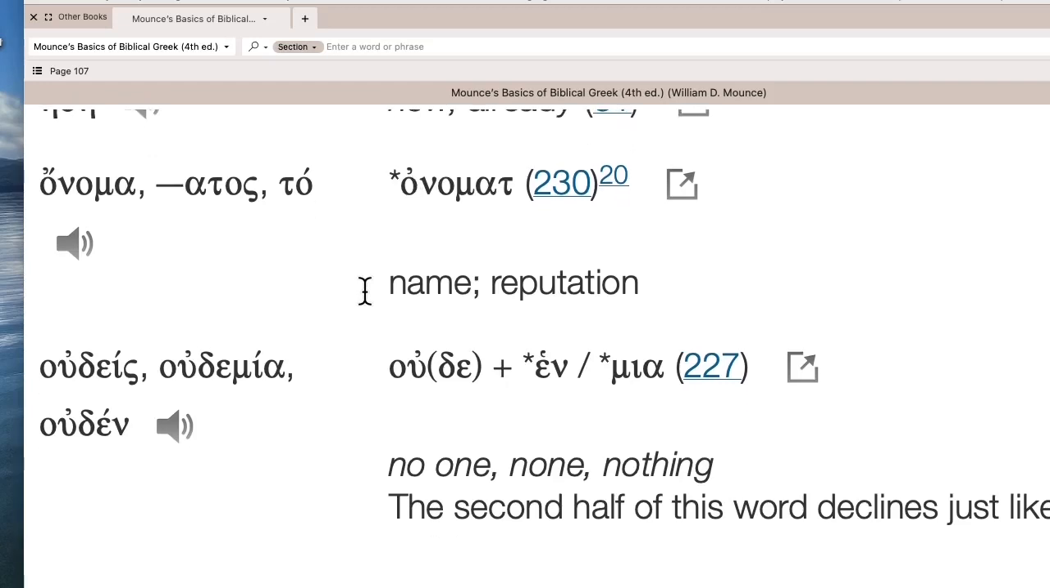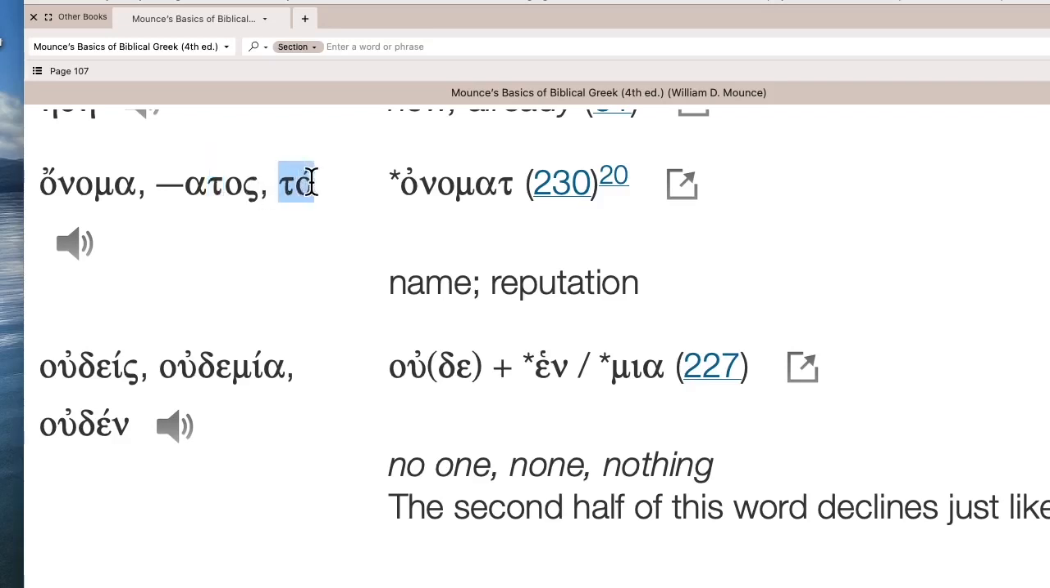Next we have the noun onoma, and the genitive form onomatos. If we remember, that's a mat stem from chapter 10, where it's a third declension. But because Greek doesn't like to end words with the tau, it drops off in the nominative. So onoma, but then the tau returns, onomatos, onomati, etc. as we go down the paradigm.